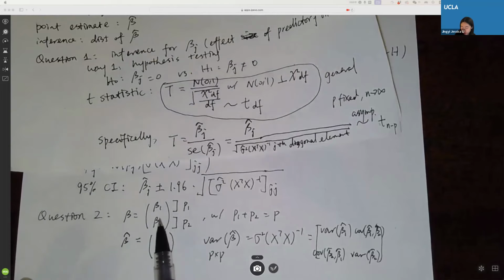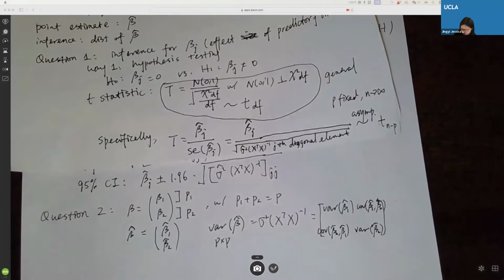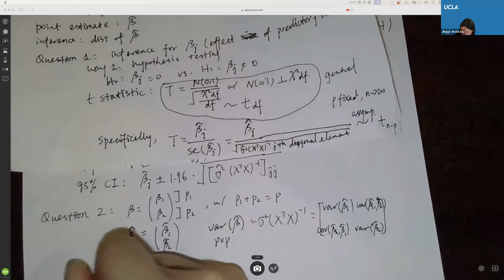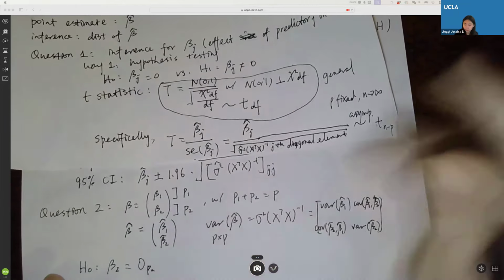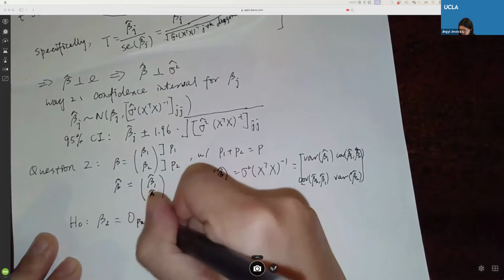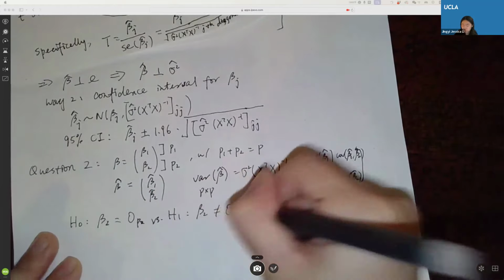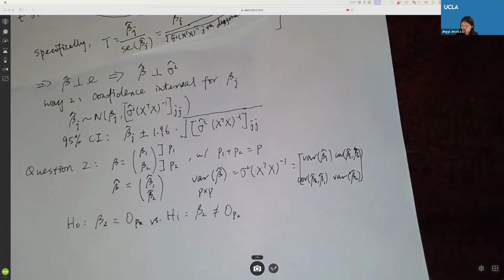So the question is, if we are interested in whether the predictors in my subvector jointly have any effect on my response, that's the question we want to study. Or maybe I will say beta 2, the second subvector. So the null hypothesis is just that beta 2, the P2 dimensional vector, is a 0 vector, P2 dimensional. And the alternative is that it is not. When the alternative holds, what it means is some of the coefficients in beta 2 are non-zero, and these corresponding predictors should have some effect.